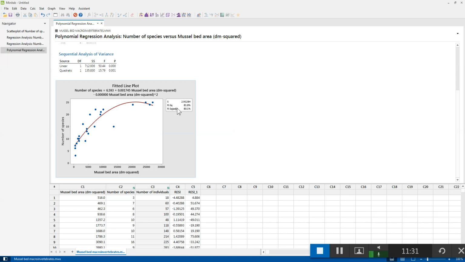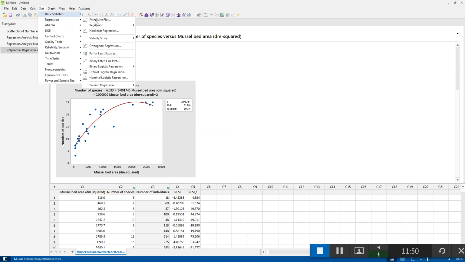Can we get a better fit? Can we get a higher R squared than by just putting a quadratic term into the regression? By taking the log 10 of the number of species, do we get a better fit of the data? Do we get a better regression model? And that would be shown most notably by a higher R squared. So what would that look like?